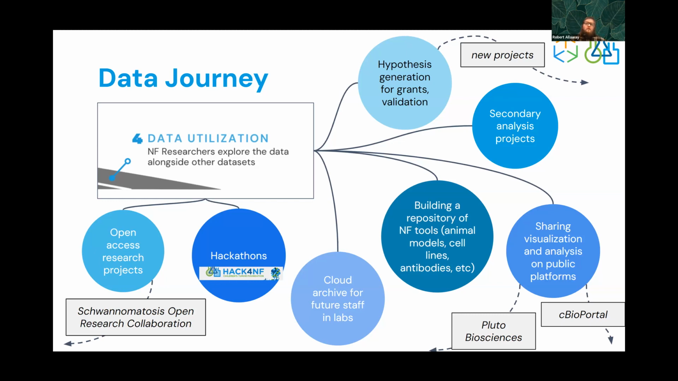We're also working on building a repository of NF tools. So these are actual physical reagents or animal models, cell lines, antibodies. So we're collecting data from a variety of different databases that already collect this information and trying to better link that information to the data outputs that are coming from those model organisms and cell lines and antibodies in our portal.